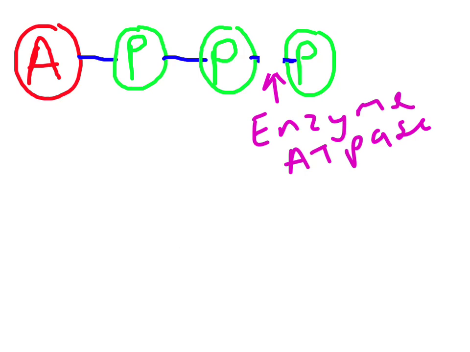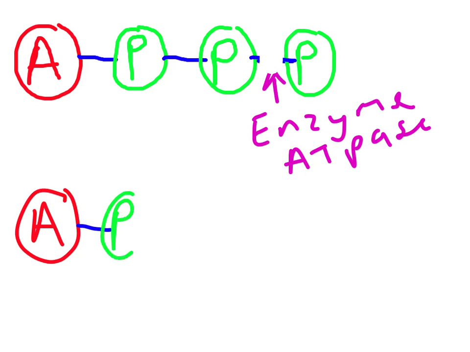What are we left with? Well, this is what we're left with. We've got one adenosine molecule. We've got a high energy bond here. We've got 1 P here, and we've got another P here. And this is now called ADP. Because we've lost a phosphate molecule, it's called adenosine diphosphate. Di standing for 2 phosphate molecules.